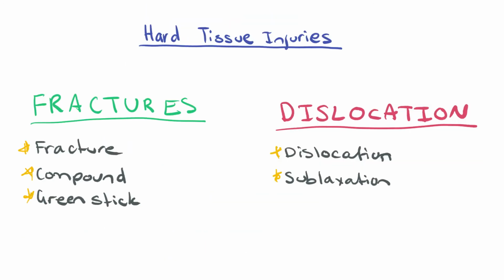So in summary, we have a look at our hard tissue injuries, and we have fractures. So we've got just your general fracture, a compound fracture, which is where the bone breaks the skin, which can cause bleeding, and a green stick fracture or hairline fracture, where it's just a slight fracture into the bone. It doesn't necessarily go all the way through. Then we have dislocations, where we have a straight dislocation where the bone fully pops out of the joint, or then a subluxation where the bone pops out and then pops straight back in again.